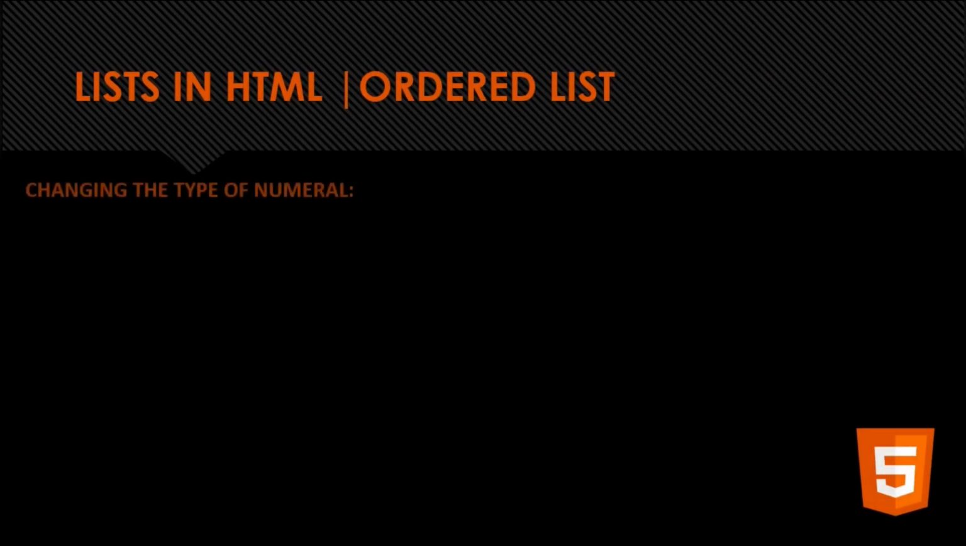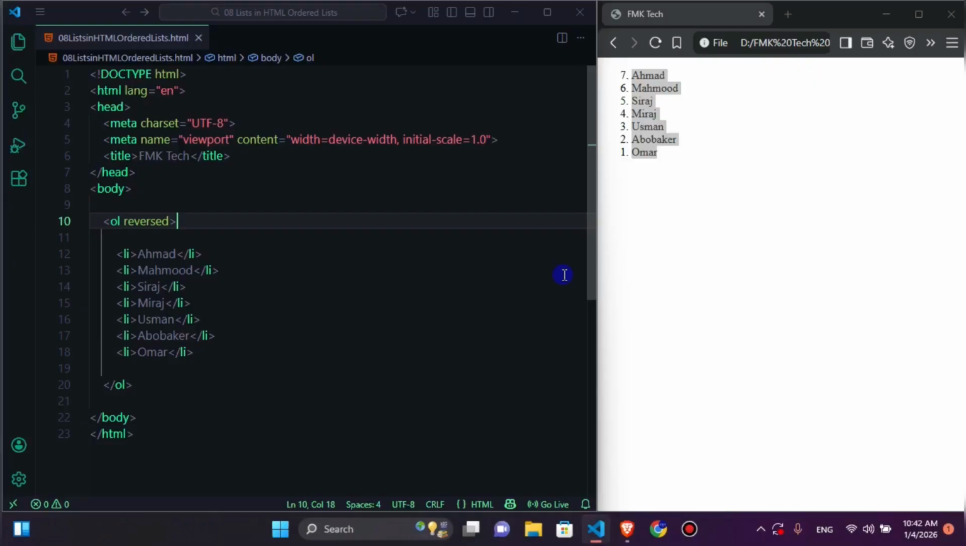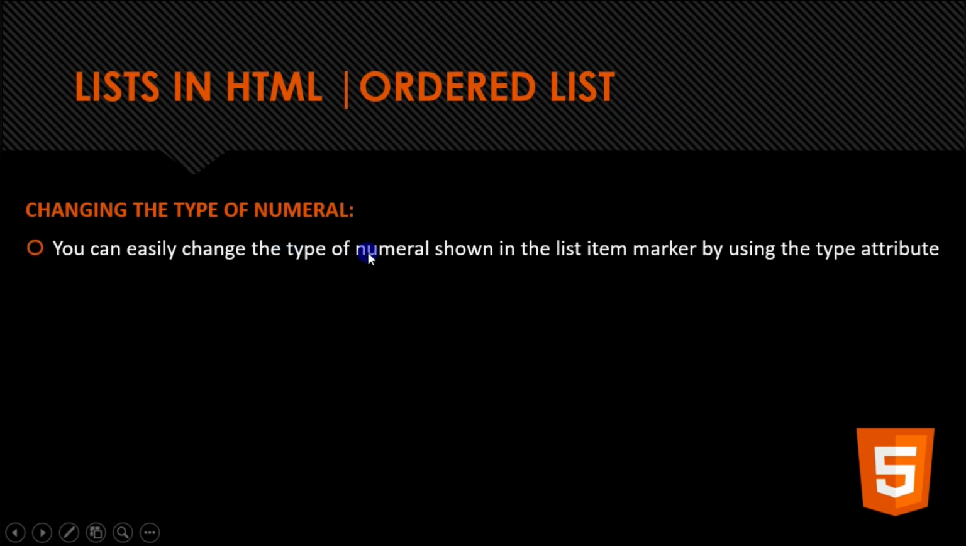After this, here's another issue as well. How can we change the type of numeral to other types? Like I want my list to be shown in ABC or in Roman numbers. So how can I do that? You can easily change the type of numeral shown in the list item marker by using the type attribute. You can use the type attribute for it, simply like this.